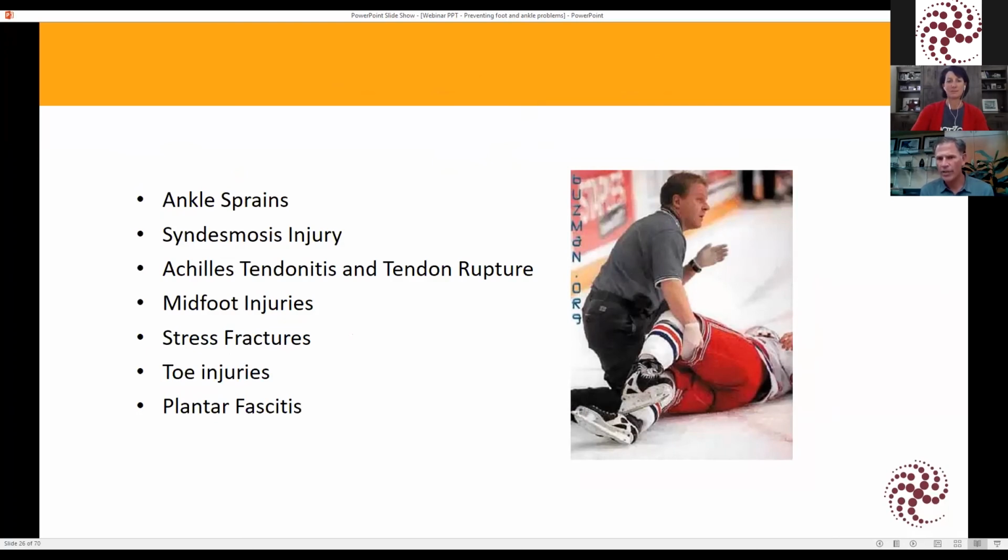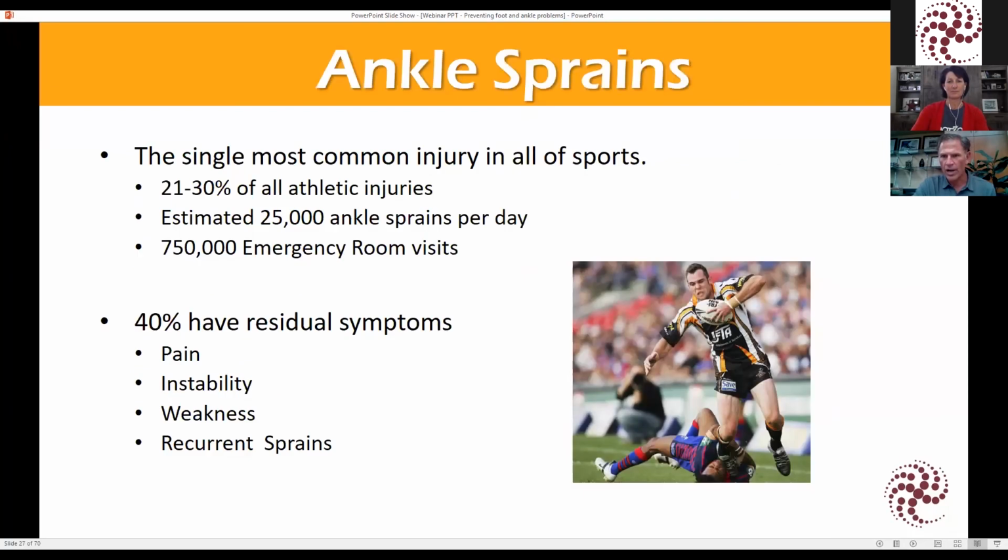The most common form is what we call an inversion injury, or a roll of the ankle. It's the most common injury in all of sports, and I think many people have had one. I think most ankle sprains do resolve, but there are characteristics and things that don't.